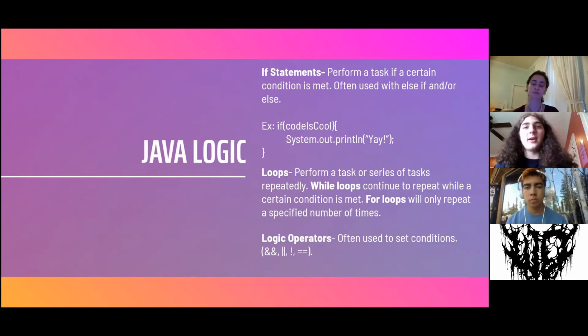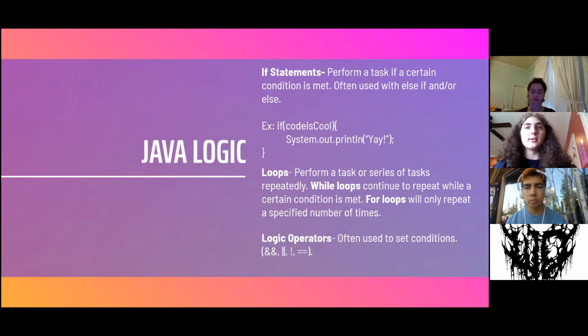And then we have this exclamation point. The exclamation point in Java essentially means not. So if you say if exclamation point code is cool, then you'd be saying only if code is cool is false will you run this. And you can combine that with these other logic operators. You could say if code is cool is false, and if I like Java is true.